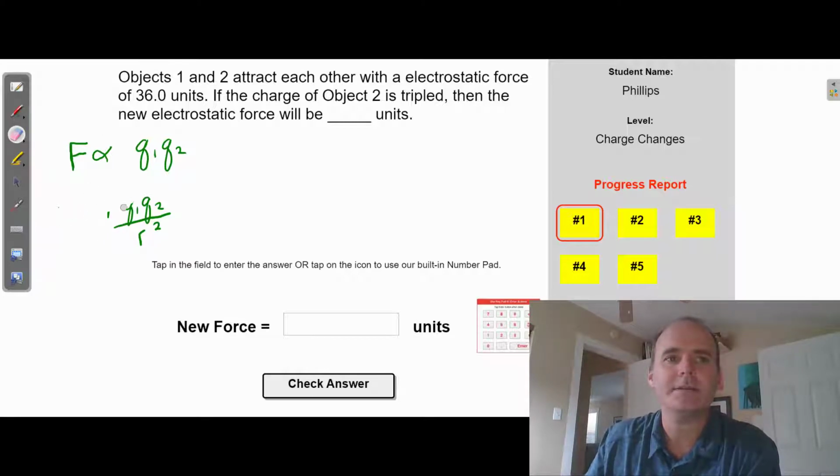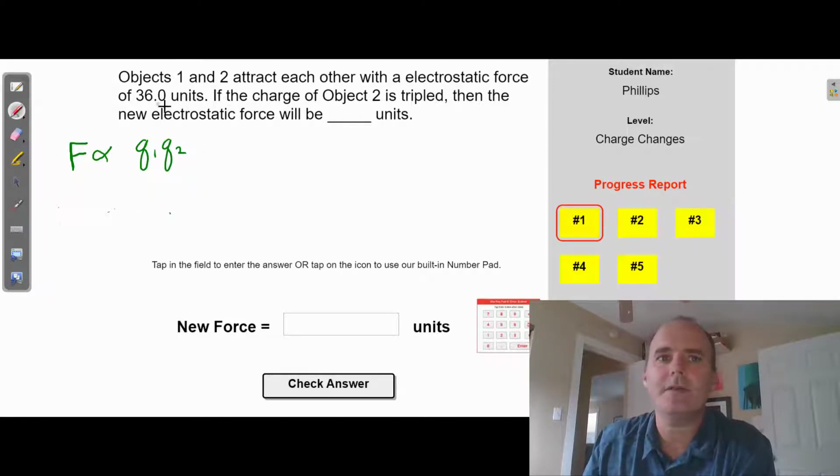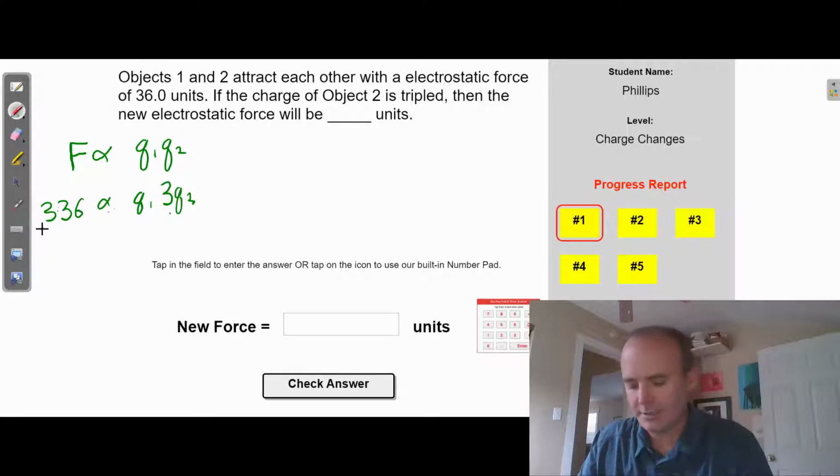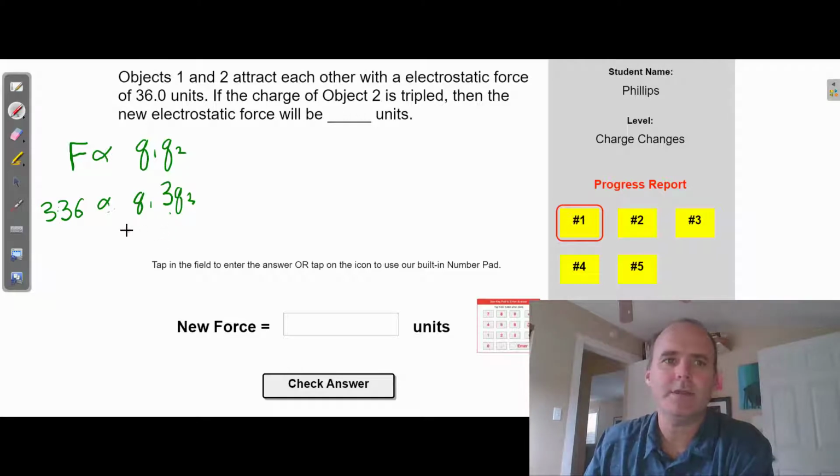Okay, so let's erase this. Here we have 36 units, but you are tripling one of the charges. Keep Q1 the same, but here we're tripling this. Whatever I do to one side, I have to do to the other side. And 3 times 36 is 108. So the answer here, that's a multiplication, is 108. So let's type this in.